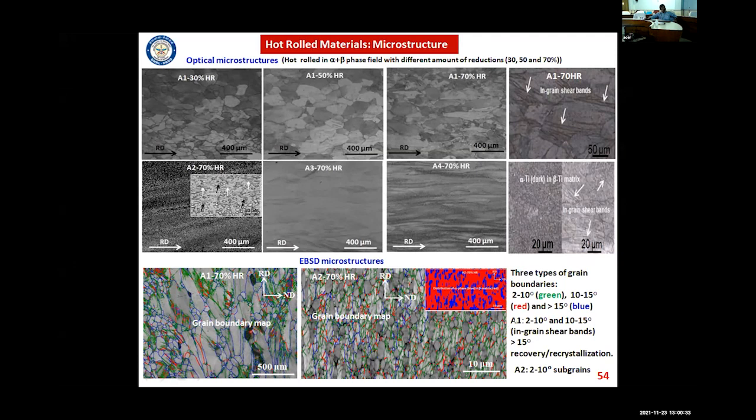So if you see LiA1, the 2 to 10 degree and 10 to 15 degree boundaries belong to the Indian shear band. Greater than 15 degree, as I mentioned, if you see the small recrystallized grains, those are the recrystallized grains. In LiA2, the 2 to 10 degree boundaries are the subgrains.